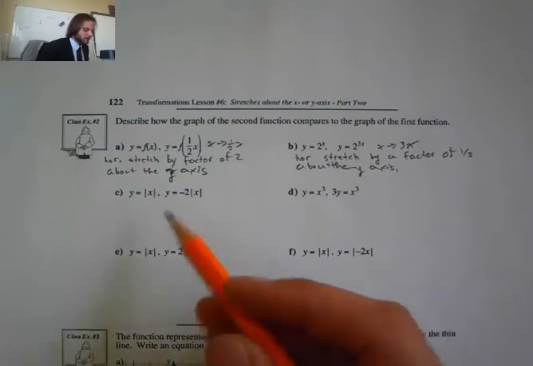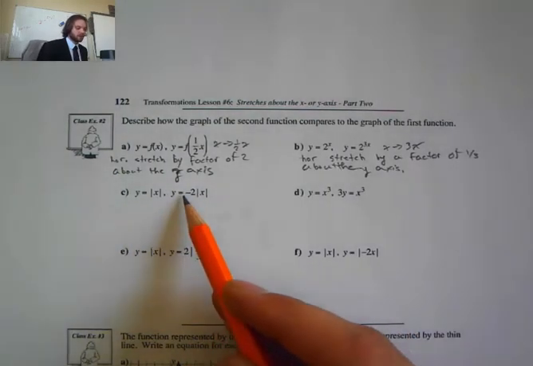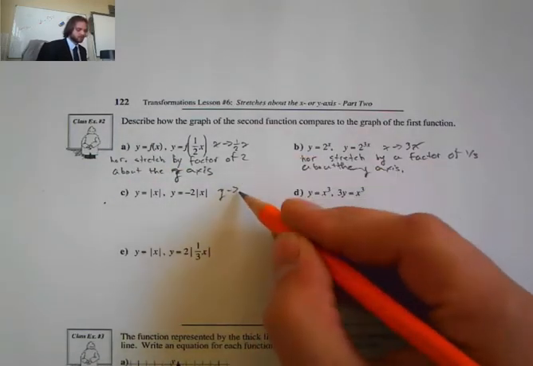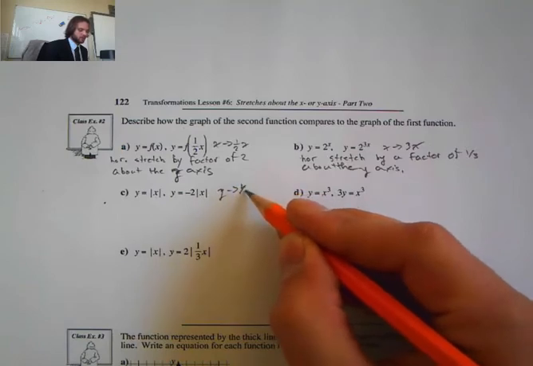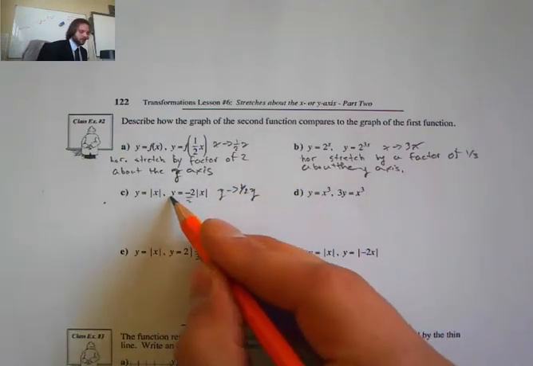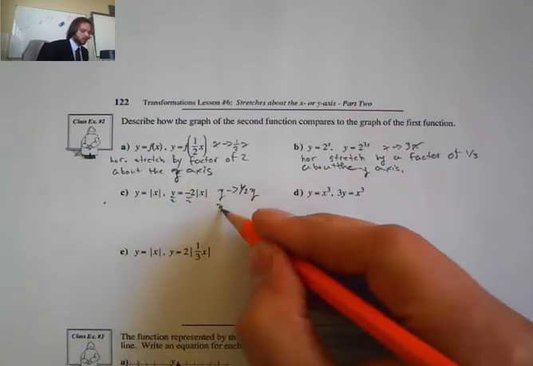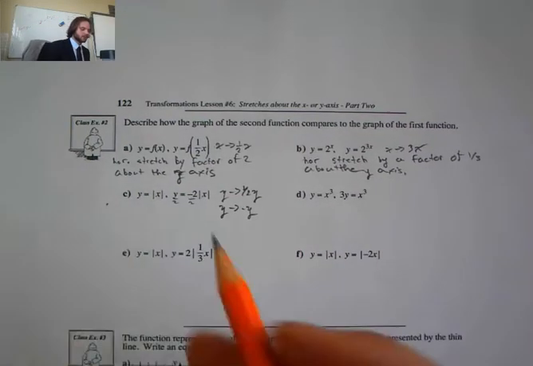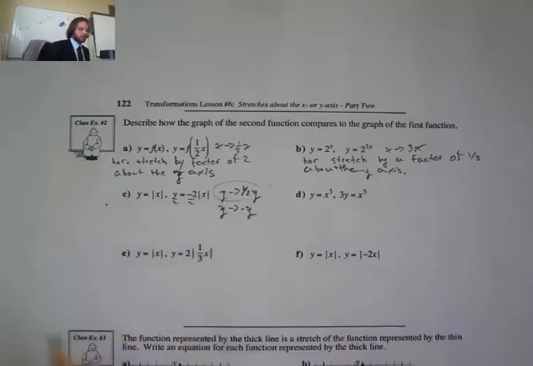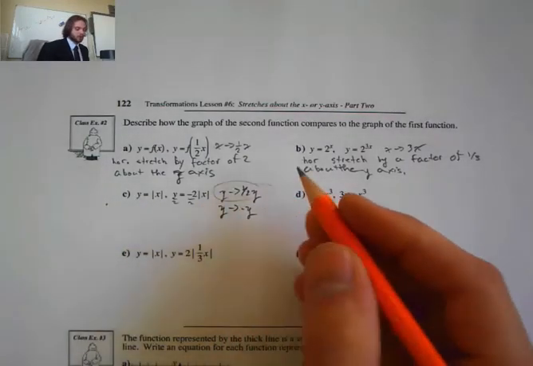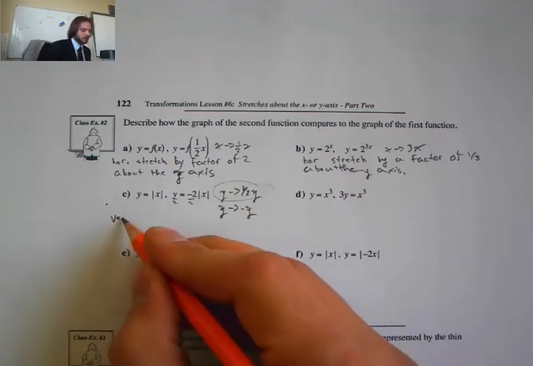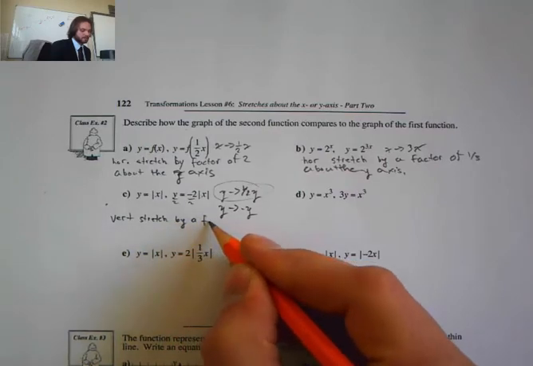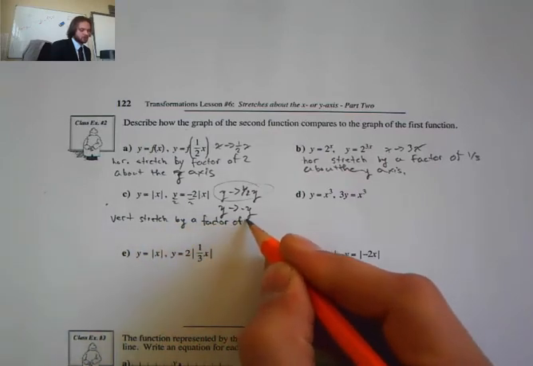Okay? Now the next one is we have the absolute value of x goes to negative 2. So first of all, we have y going to 1 over 2y, right? Because I divide this by 2, divide that by 2, so it's 1 over 2. We also have y going to negative y. That's my second one. So what do we have here? First of all, y refers to vertical. You take the reflection, so vertical, or take the reciprocal, a vertical stretch by a factor of 2 about the x-axis.